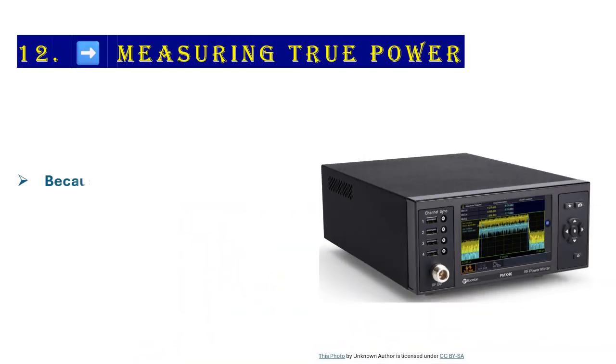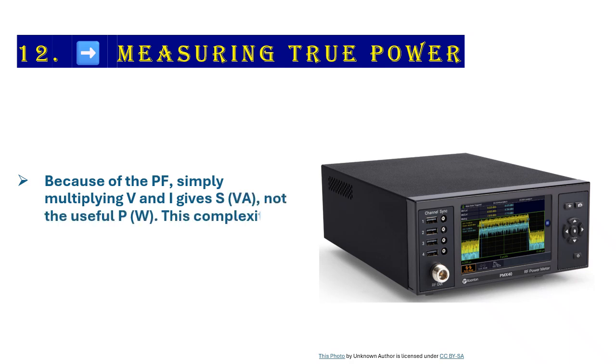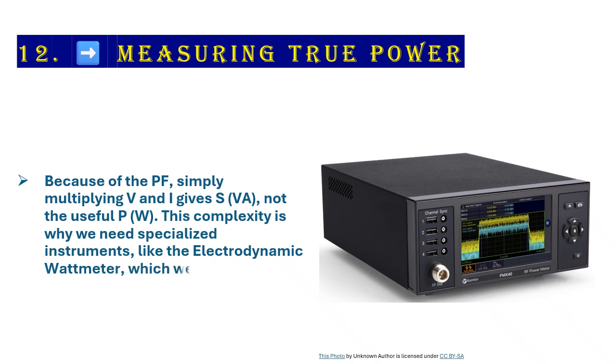12. Measuring true power. Because of the PF, simply multiplying V and I gives S, VA, not the useful P, W. This complexity is why we need specialized instruments, like the electrodynamic voltmeter, which we'll cover next.